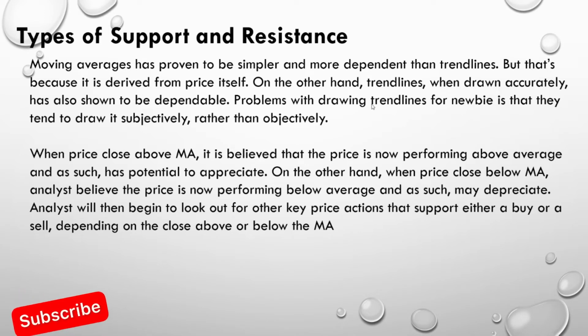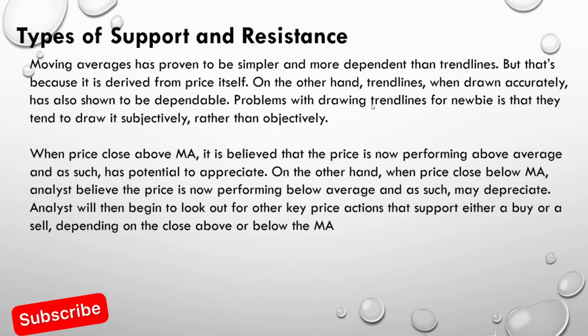Now, when price closes above the MA, that is the moving average, there are some strategies traders use as well. When price closes above the moving average, it is believed that the price is now performing above average and as such has potential to appreciate. So once price is able to trade above a moving average line, that is dynamic resistance, it is seen that price is about to continue on an upward movement.